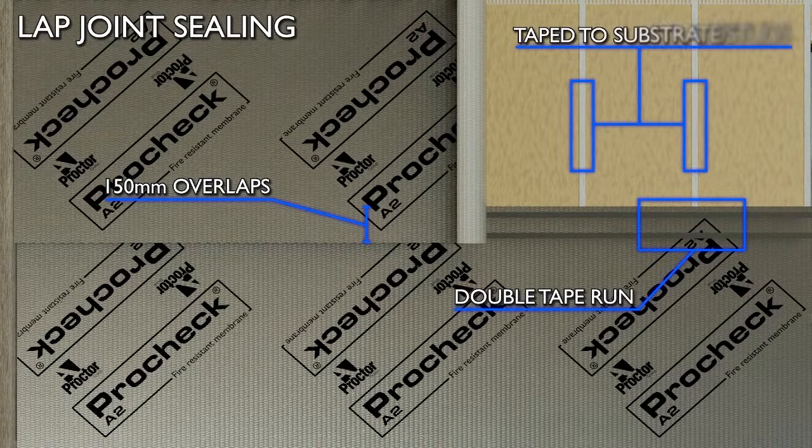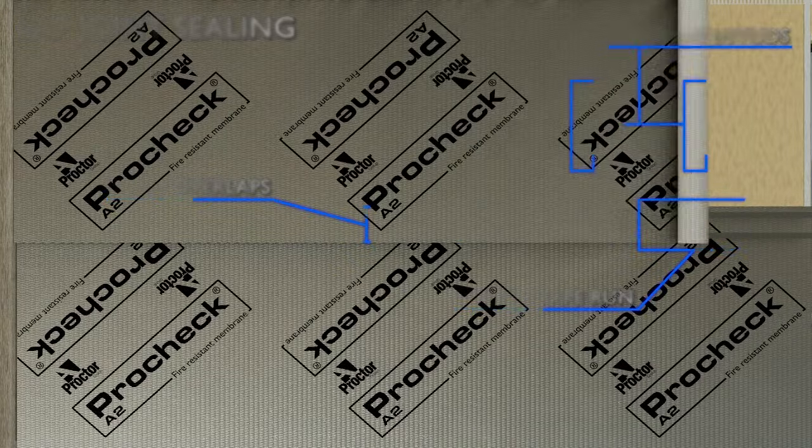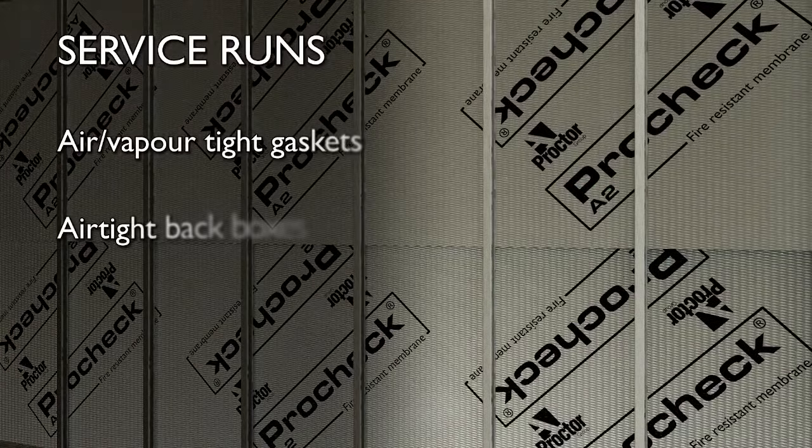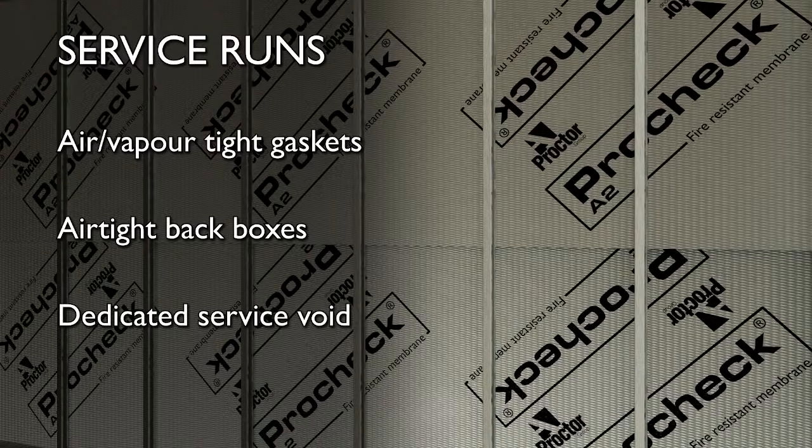Depending on the substrate, it's sometimes a good idea to use additional runs of tape to hold the membrane in place temporarily, ensuring the layers remain straight and smooth. Service runs must also be sealed, either with appropriate gaskets or air and vapour tight boxes used to prevent convection occurring in these areas, or the specification of a dedicated service void.